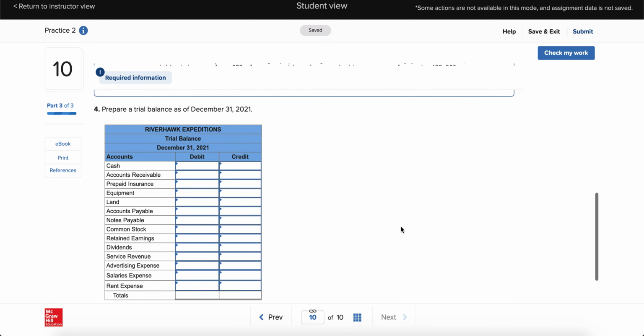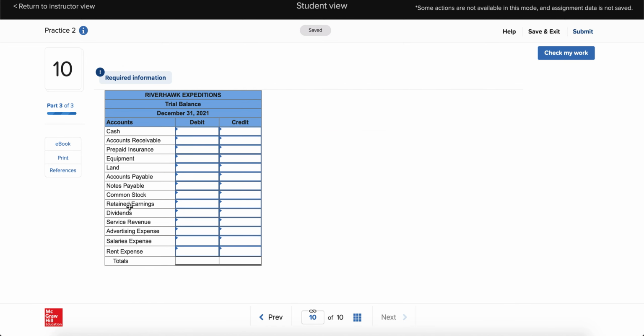Okay, so all we want to do here is list every single account that we have and just list the balance in that account. That is all it is. All a trial balance is there. So I'm just going to drop in those totals as I took the pictures of them there. The cash account ended up with a balance of $10,400. Make sure you keep them on the side where they belong. That's the biggest thing here. $4,200 for accounts receivable. Prepaid insurance is $400. Equipment is $52,600. Land is $170,000.